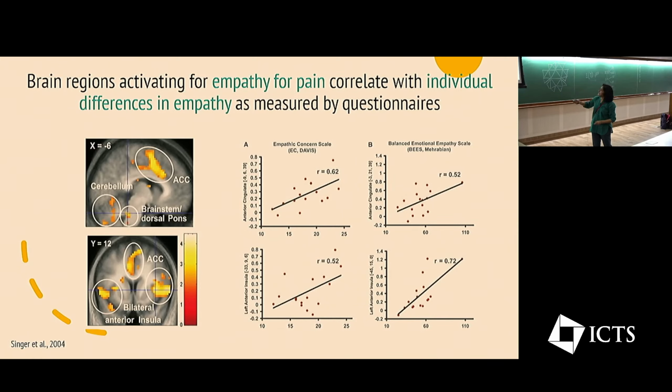So on the y-axis is the activity associated with ACC, and the lower ones are for anterior insula. Okay, so I think these are beta values. We were discussing regression a few minutes back. So these are beta regression values associated with these two particular regions, and they were found to correlate with how much they scored on this questionnaire. Okay.